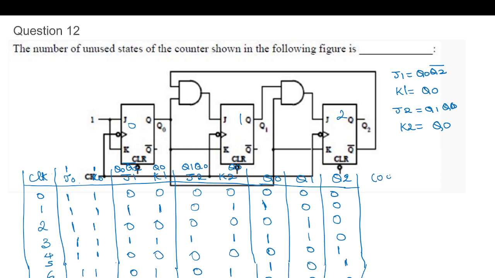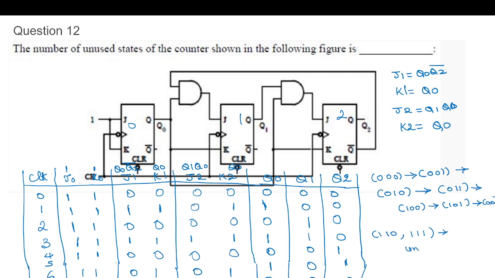So the states we have used are 0, 0, 1, 0, 1, 0, 0, 1, 1, 1, 0, 0, 1, 0, 1, and then back to 0, 0, 0 state. So the unused states are 1, 1, 0 and 1, 1, 1. So we have 2 unused states.